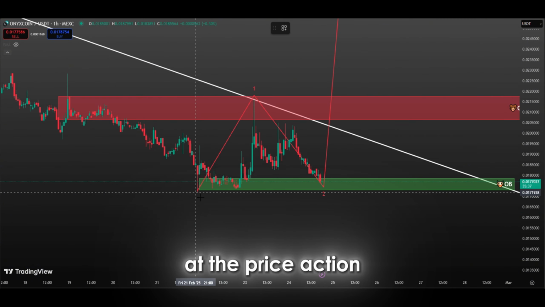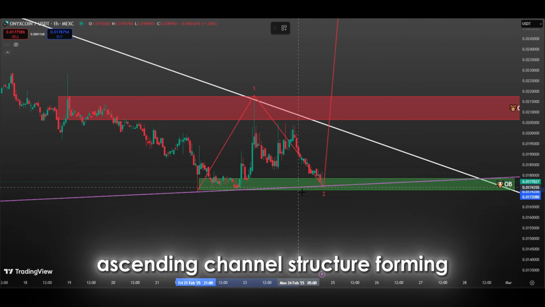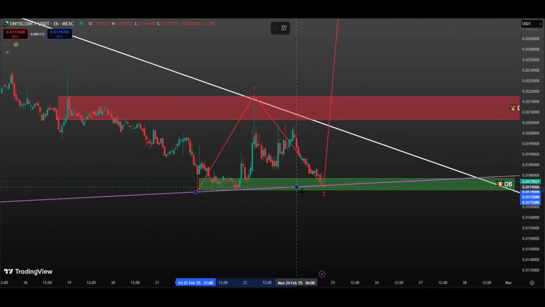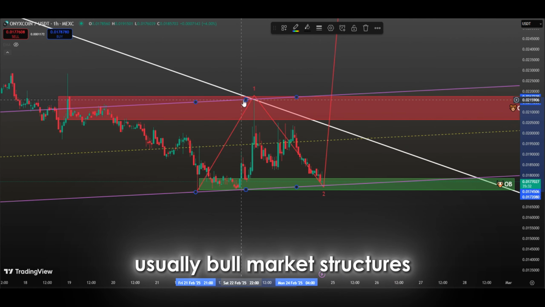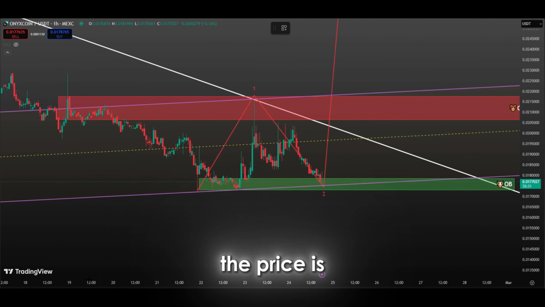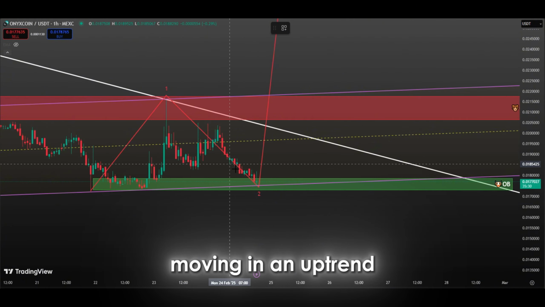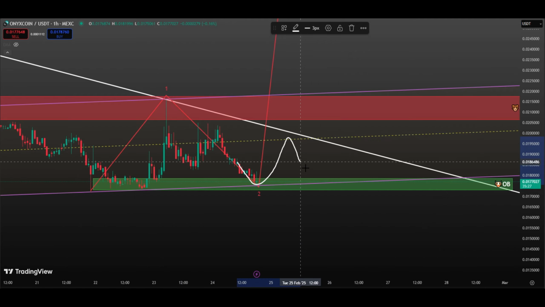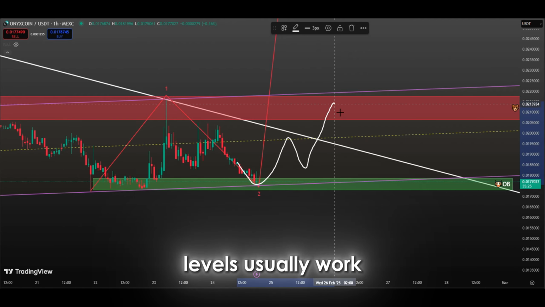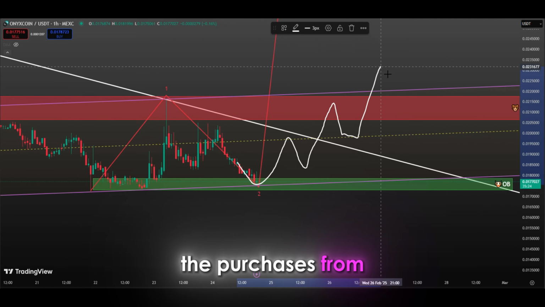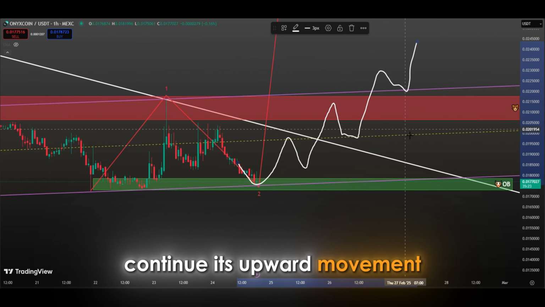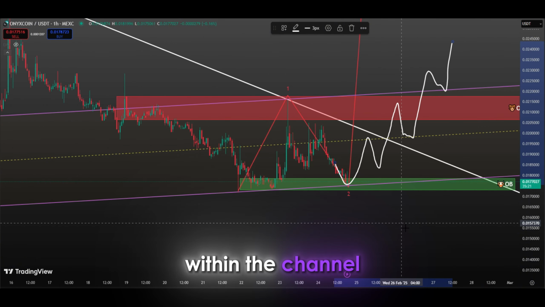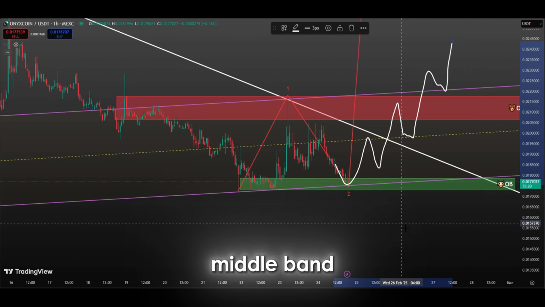When we look at the price action, we see an ascending channel structure forming. Ascending channels are usually bull market structures and indicate that the price is moving in an uptrend. Currently, the price has touched the lower band of this ascending channel. The lower band levels usually work as support zones, and purchases from here can allow the price to continue its upward movement within the channel again. It can go to the middle band with the reaction it will get from here. If it breaks the middle band, it will want to go to the upper band.